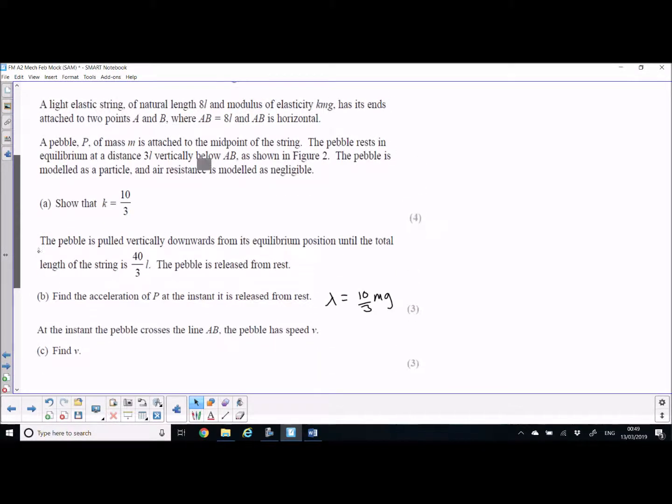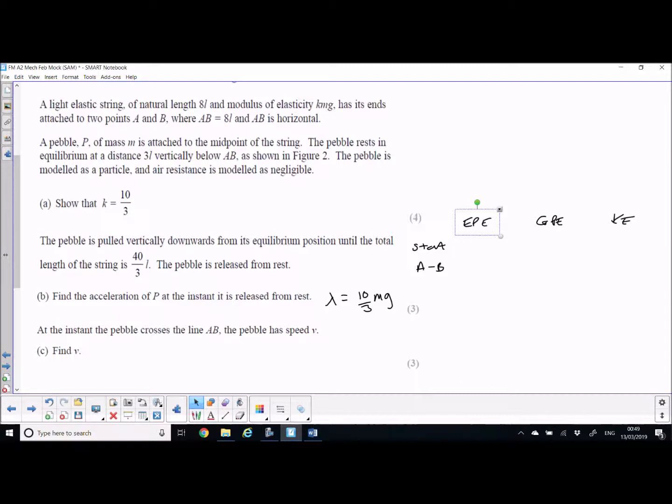Right, so let's have a look at our situation. We've got the start, and when it crosses the line AB, it's kind of the end of our motion, and we need to consider elastic potential energy, gravitational potential energy, and kinetic energy, and there's going to be no extra work done to consider. We're not acting against friction or anything. So what have we got?